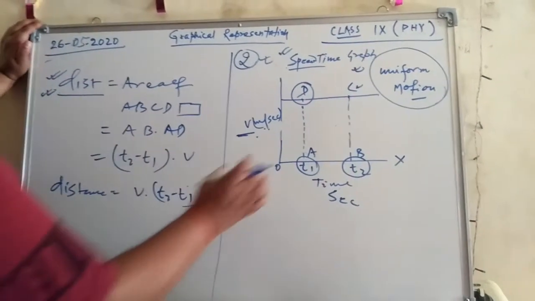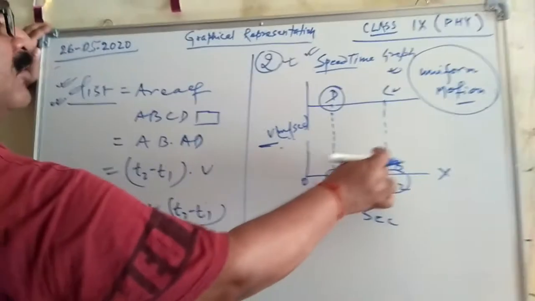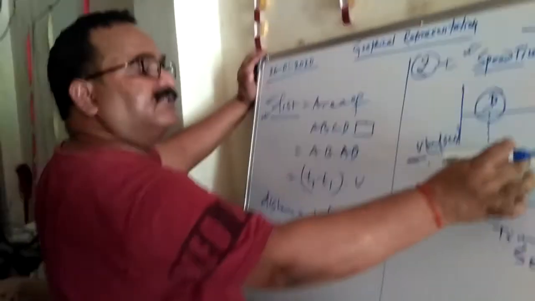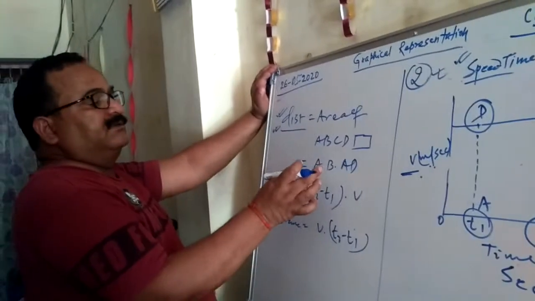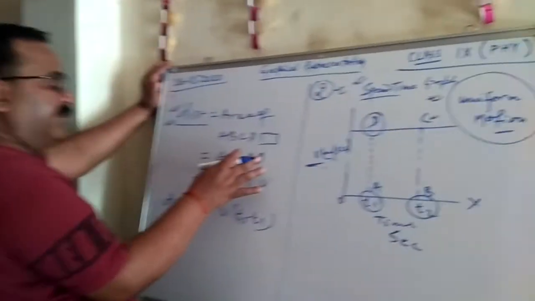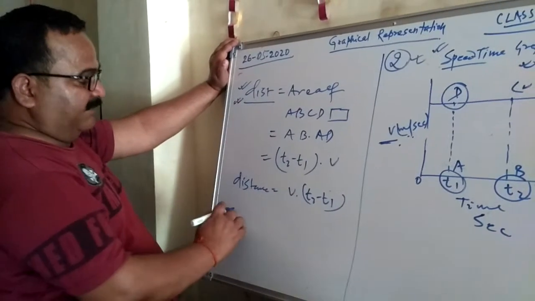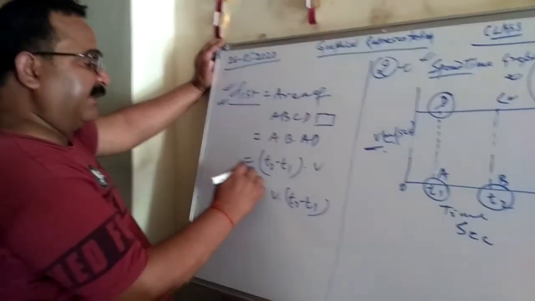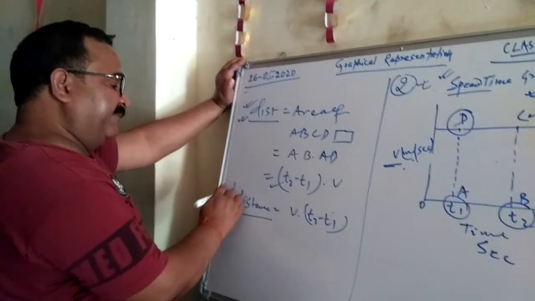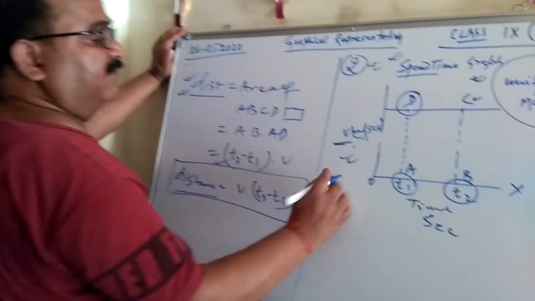So simply you can first search what type of closed figure is behind the graph. When you find it is a rectangle, then you simply calculate the area, and the area of the rectangle is the same as the distance calculated from this formula. Thank you.